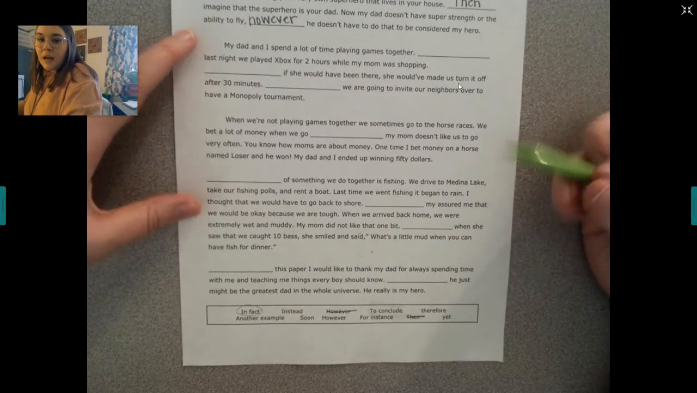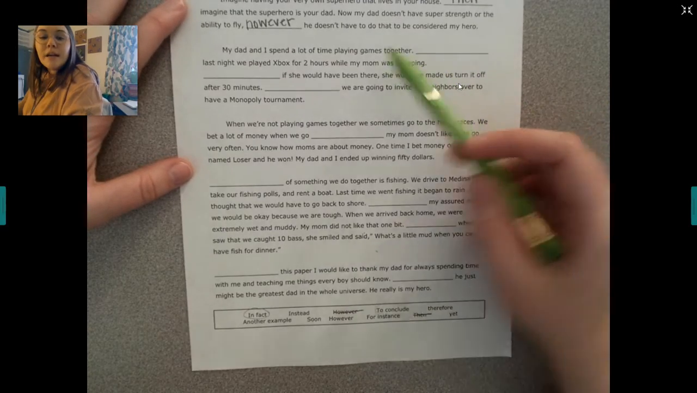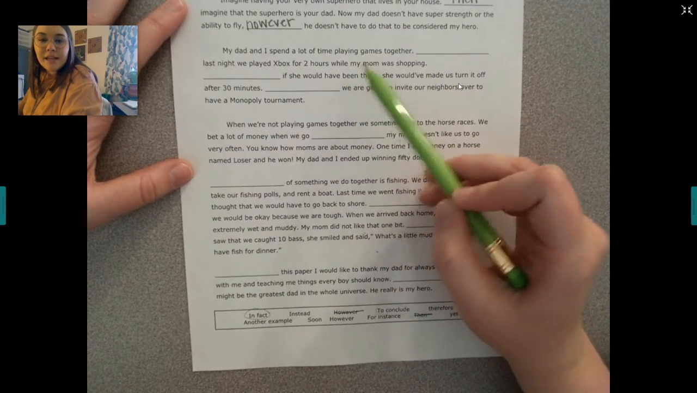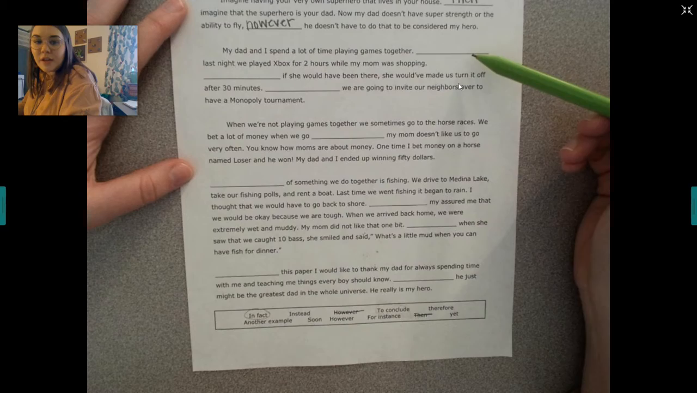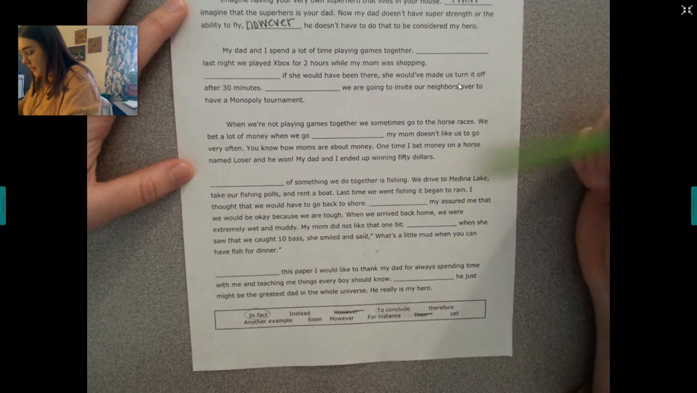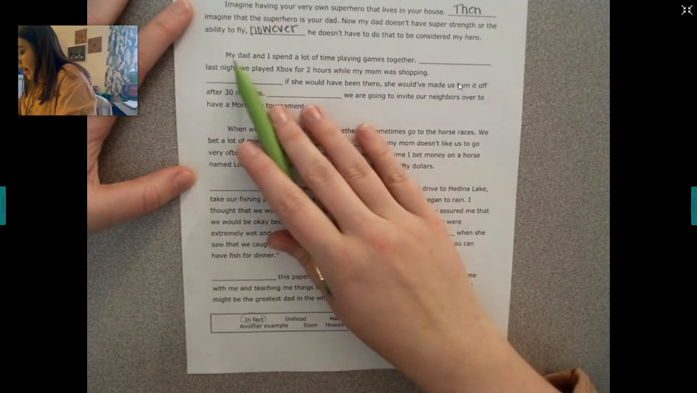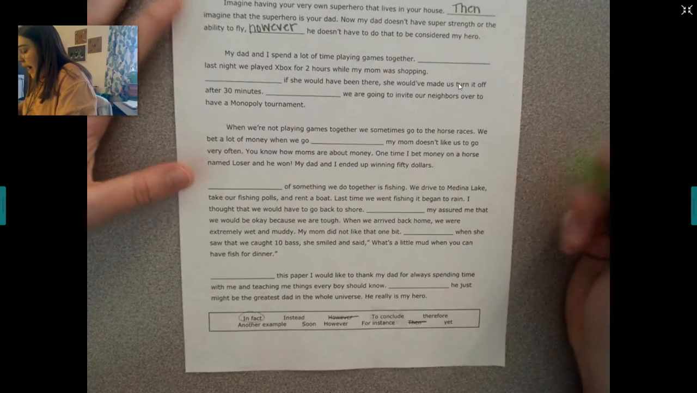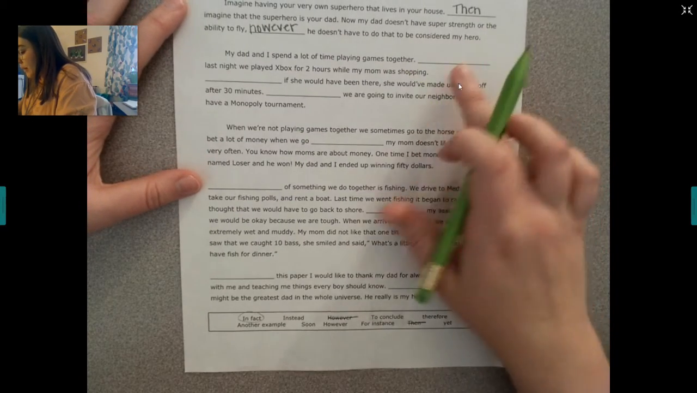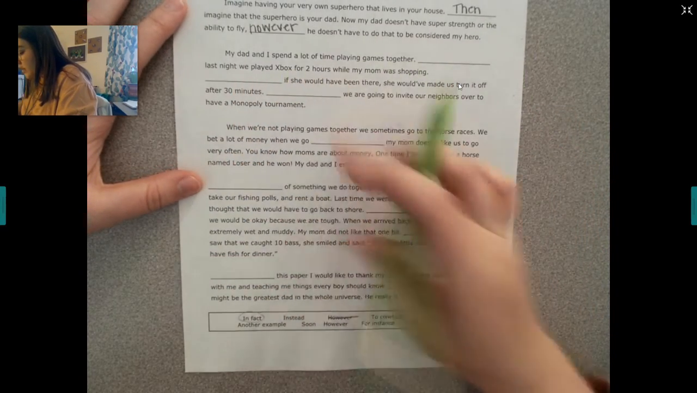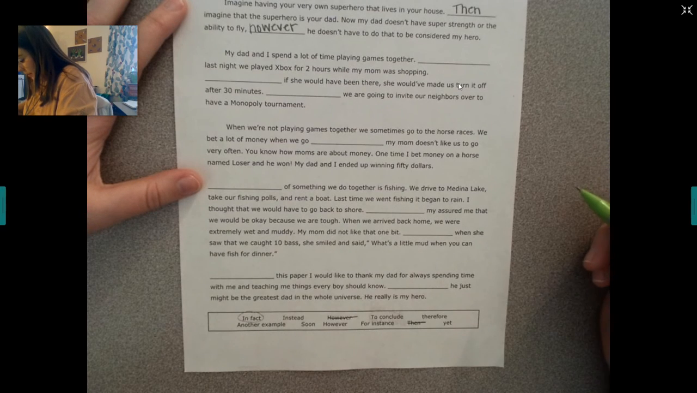However, okay, I want you to read these next couple sentences and choose the transition word that goes in this blank. I'm going to read it, and then I want you to do it. My dad and I spent a lot of time playing games together. Blank, last night we played Xbox for 2 hours while my mom was shopping.